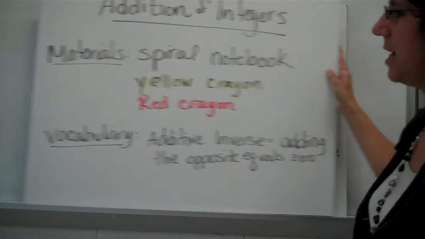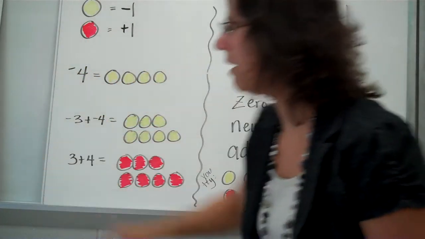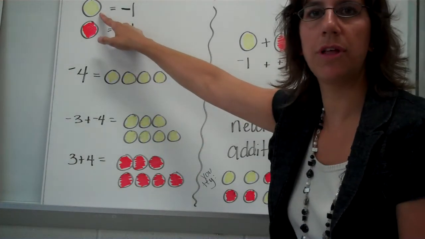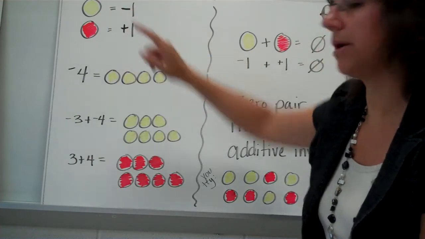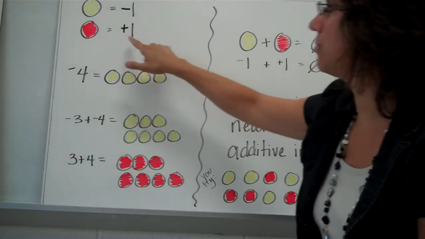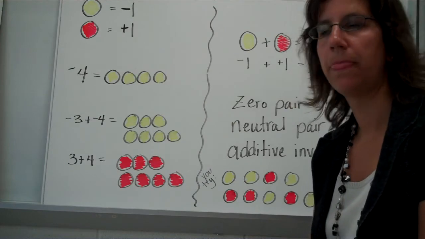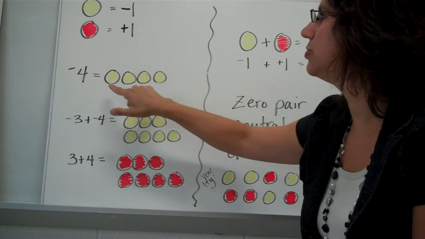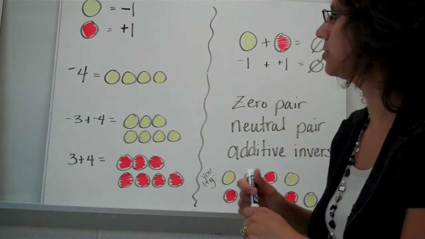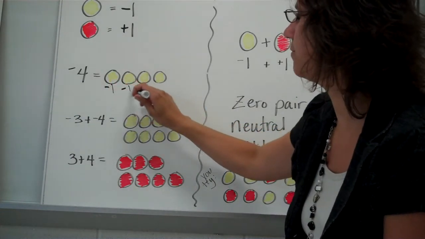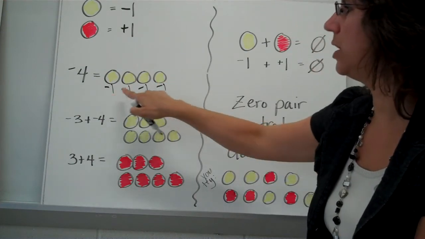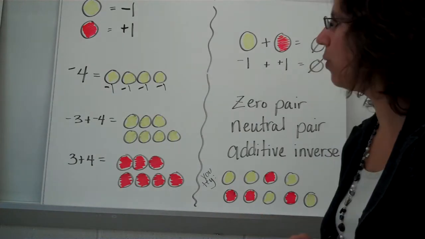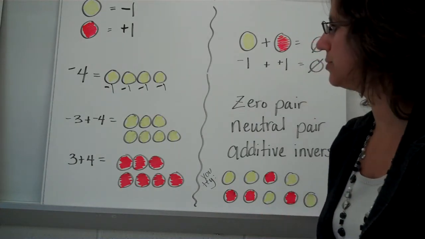All right, let's go ahead and get into that modeling. Now, how can we draw a picture to represent an integer? Here you have a yellow circle, and that yellow circle represents a negative number, and a red circle represents a positive number. So, for instance, if you were trying to draw a picture of negative 4, one way to do that would be to draw 4 yellow circles, because each one represents negative 1. So negative 1, negative 1, negative 1, negative 1, you have negative 4. 4 negative 1 circles, 4 yellow circles.